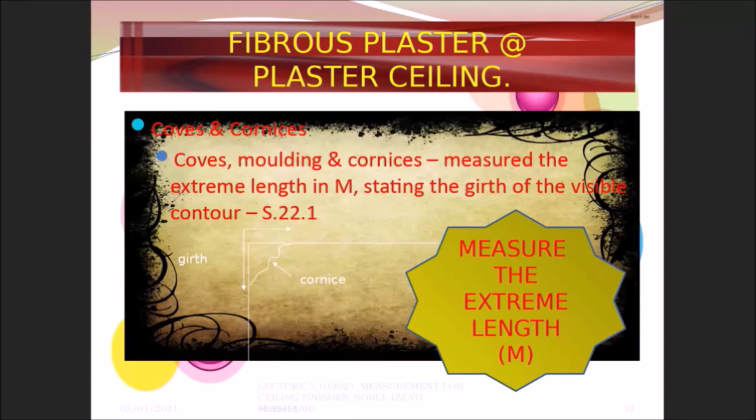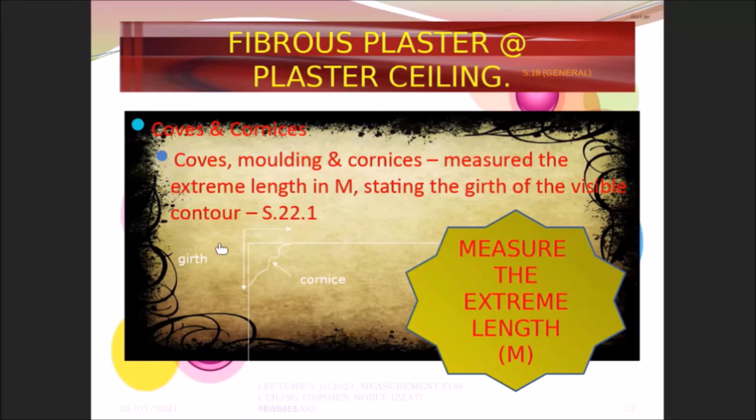This is general. And then you can see that there are accessories for the plaster ceiling. One of the accessories for the plaster ceiling is cove, molding, and the cornice. Normally the famous one is cornice. Okay, this is the cornice. The cornice must be measured in meter, but you have to write the girth, stating the girth of the visible contour.